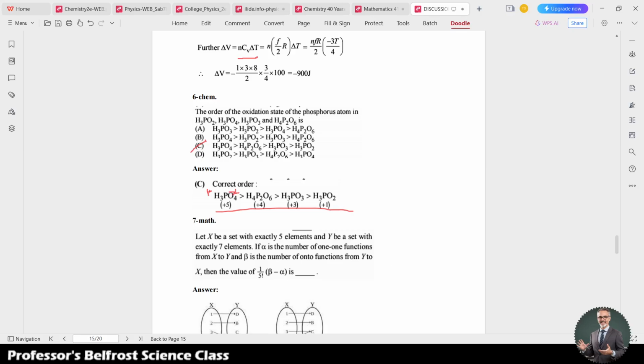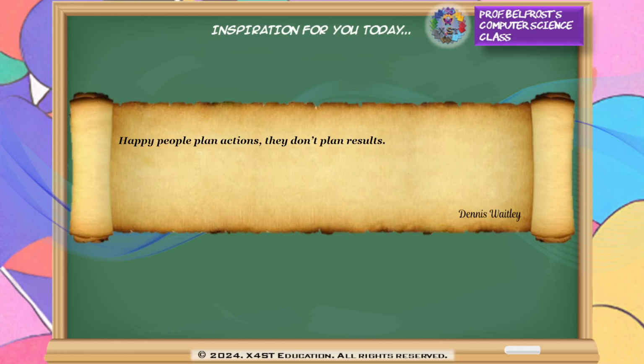Before I end the video, I want to share a quote for you today. Happy people plan actions, they don't plan the result. I mean, they enjoy the process. This is from Dennis Waitley.